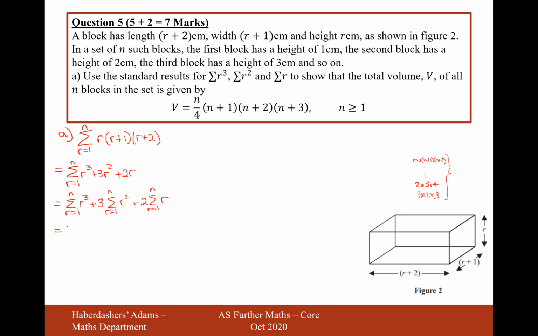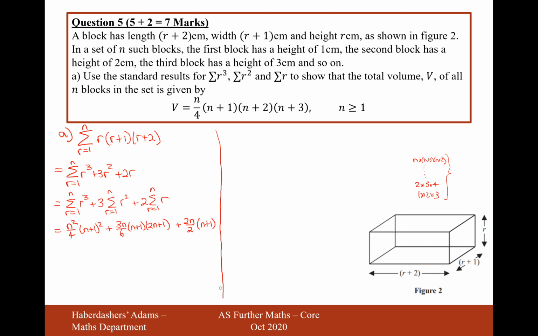So for the r cubed one, it's n squared over 4, n plus 1 squared. For the r squared one, it's going to be 3n over 6, n plus 1, 2n plus 1. And for the r one, it's going to be 2n over 2, n plus 1.